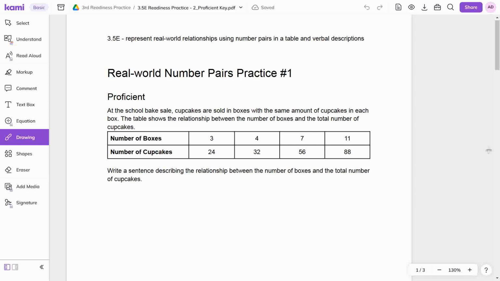Today we are looking at 3.5e real-world number pairs. This is Readiness Practice Proficient version.